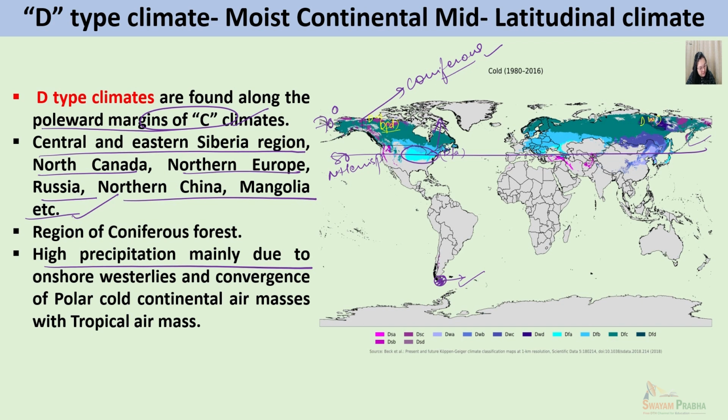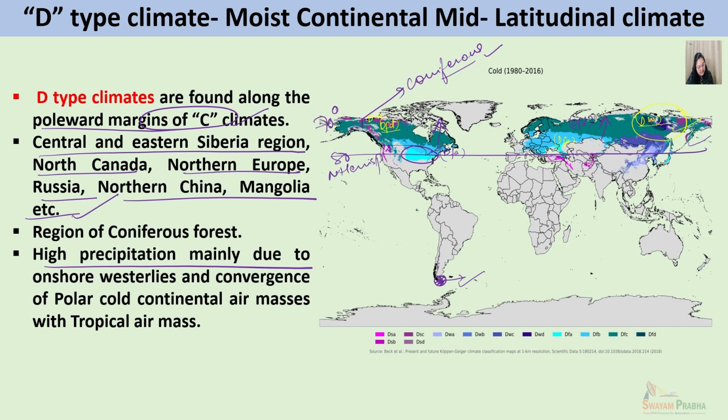So this is DW type of climate, which is the characteristic of the eastern Siberian region only. DFA type of climate is found more along the equatorward end, while the DFD type of climate and DW type of climate is found more towards the polar margins.